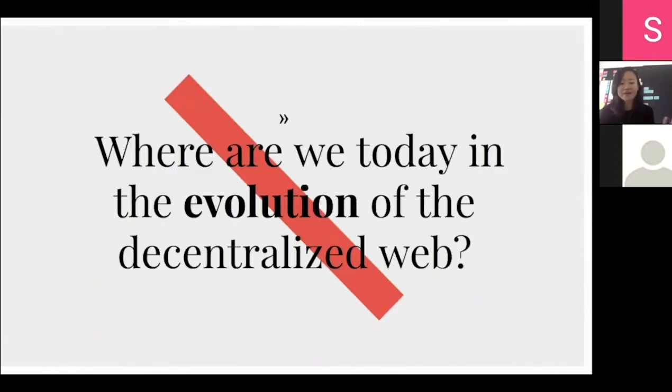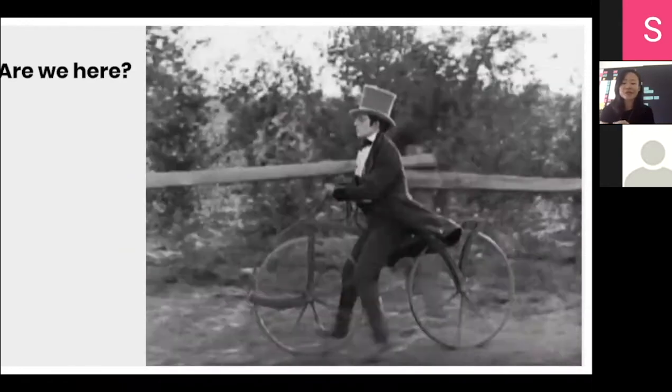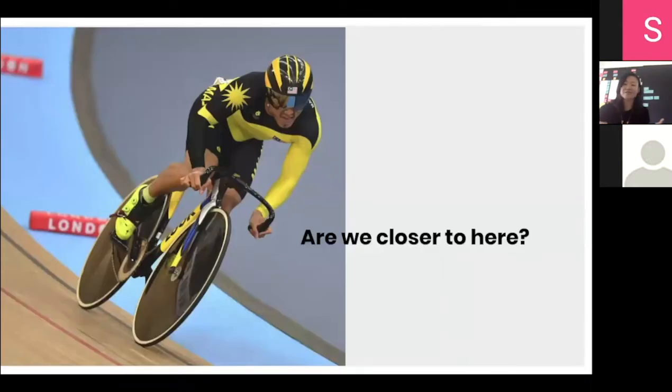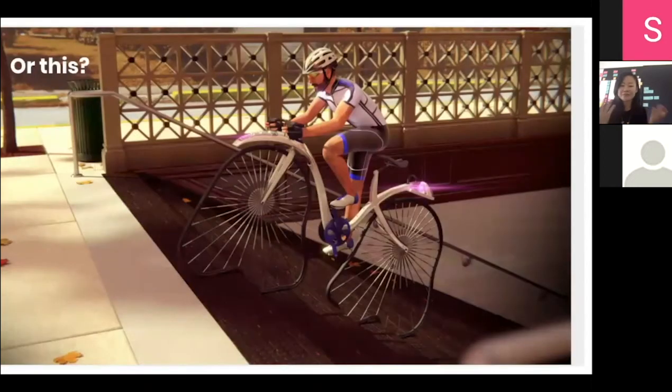So drawing an analogy to where we are today in the evolution of the decentralized web, are we still here? Or are we closer to this? When do we get something like that?